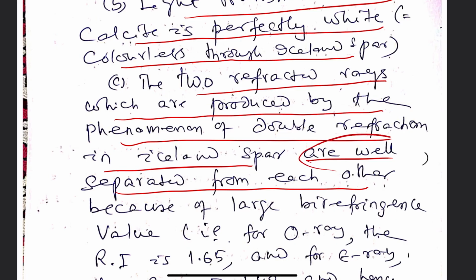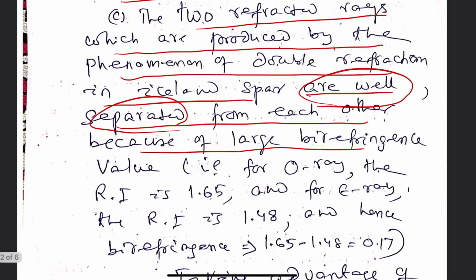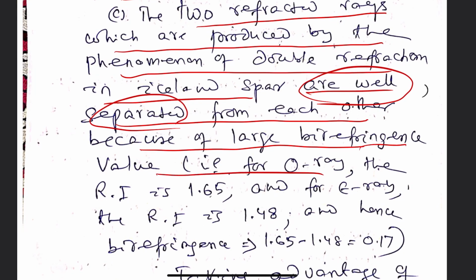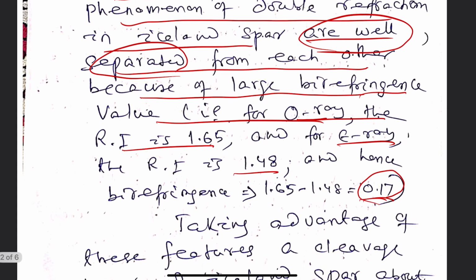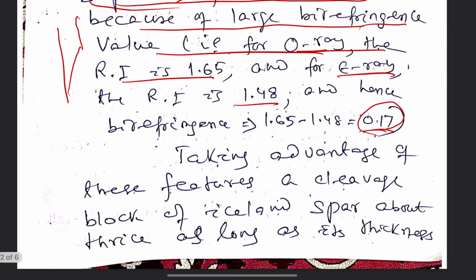They are well separated from each other because calcite has a high birefringence value. The refractive index for the O ray is about 1.65 and that for the E ray is 1.48, and the difference is about 0.17. This is a very high value, and because of this high birefringence, the two rays are well separated from each other, so that steps can be taken to eliminate one of them and allow the other set of light rays to pass through, which can be fruitfully used for production of the polarization effect.